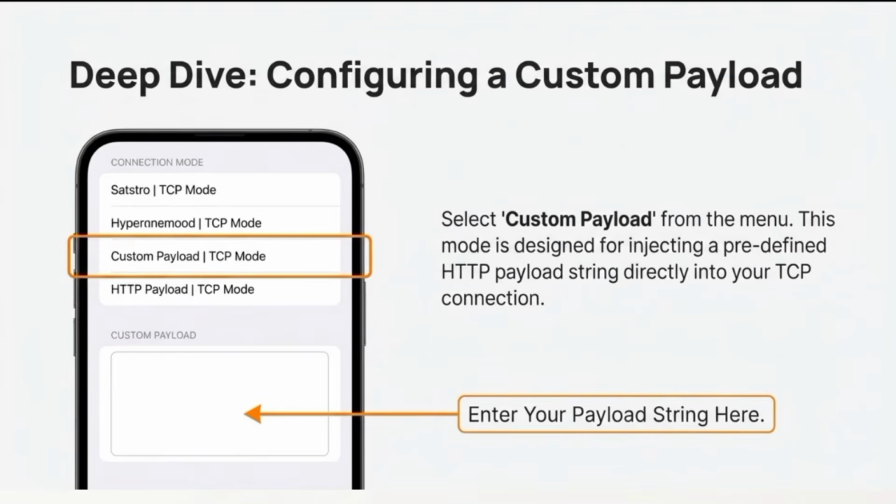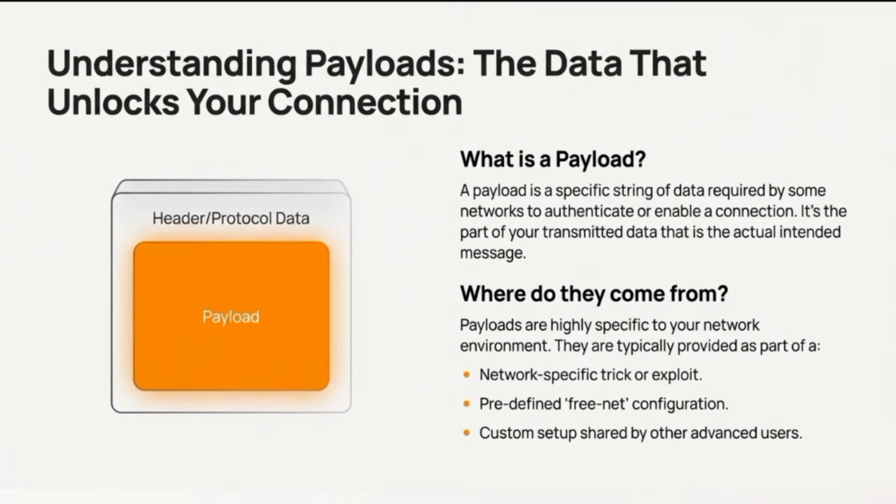Let's dive into the configurations. If you select Custom Payload from the menu, you're setting up the injection of a predefined HTTP payload string directly into your TCP connection. What's a payload? It's a specific string of data required by some networks to authenticate or enable a connection. Essentially, it's the intended message of your transmitted data. These payloads are network-specific and are often shared by advanced users or found in freenet configurations.